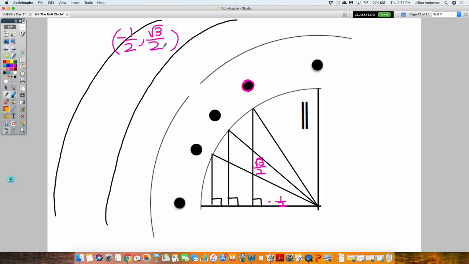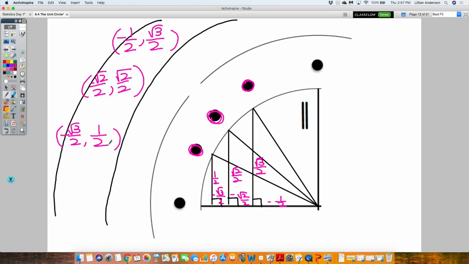What about this point? What's going to be its ordered pair? Negative root 2/2 and root 2/2. Again, you are in the second quadrant, so your x's are negative. And what about this point here? Positive 1/2.